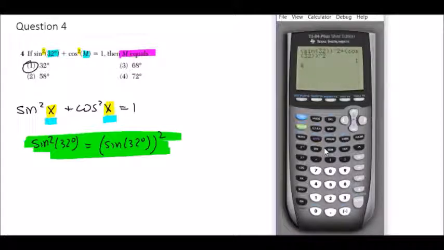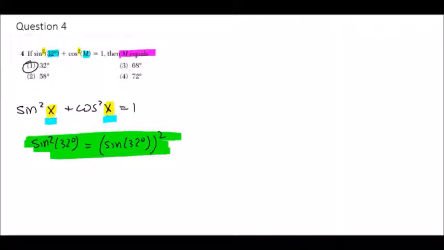And then if we were to try that again with another set of numbers, it simply wouldn't work. So sine of 32 squared plus cosine of, let's try number 2, 58 squared, we don't get 1. So if you were to test the other two, we also would not get 1. But this is an identity that you should definitely remember. It does come up quite a bit on the test.